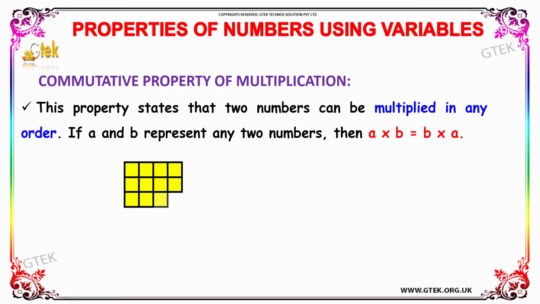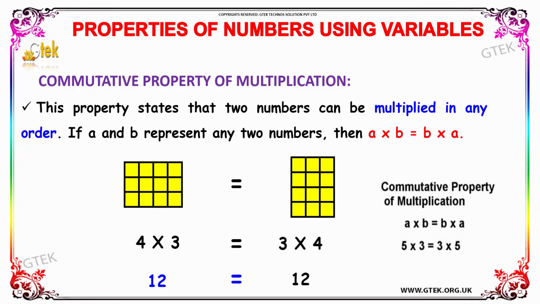Now let's see the commutative property in terms of multiplication. This property states that two numbers can be multiplied in any order. If A and B represent any two numbers, then the property is as follows: A into B equals B into A. We have an example where 4 into 3 equals 3 into 4.